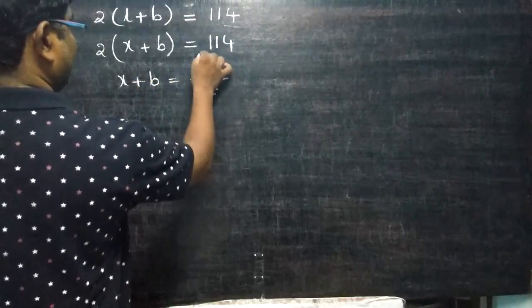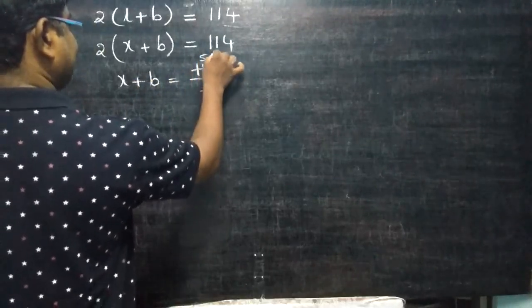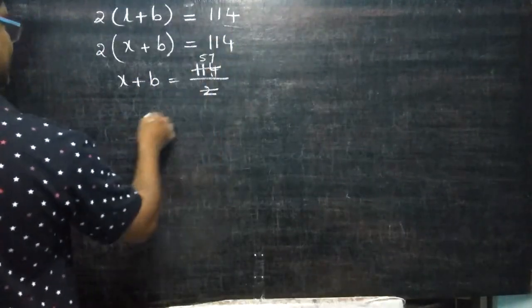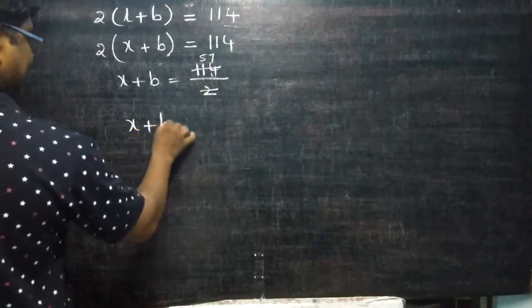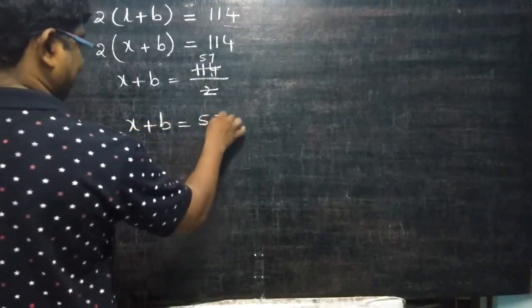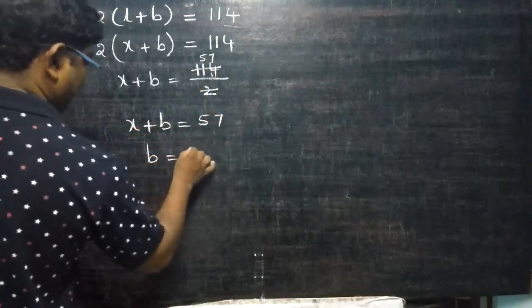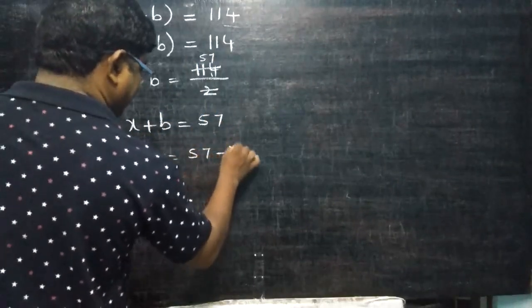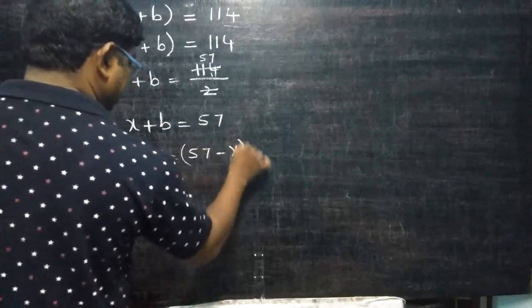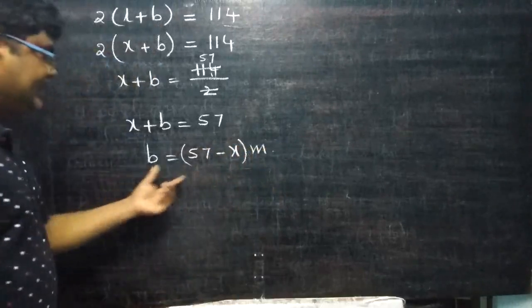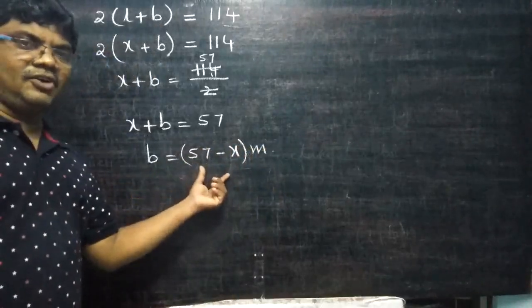2 table. 2 5s are 10. 1 remaining, 7, 14. 7 2s are 14. So x plus B is equal to 57. B is equal to 57 minus x meters. So now we got breadth in terms of x. Are you able to follow?